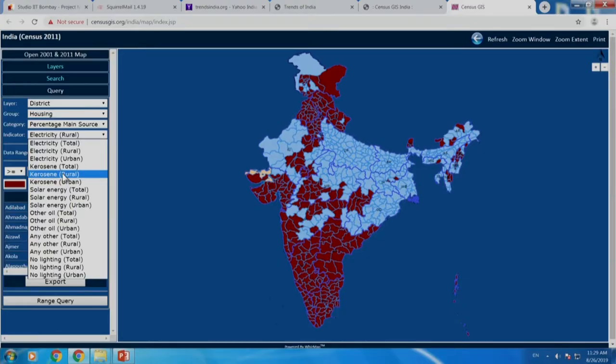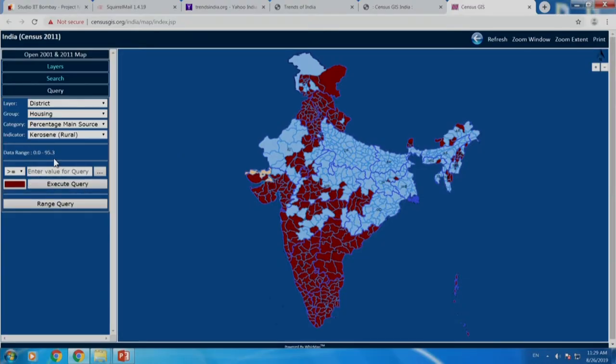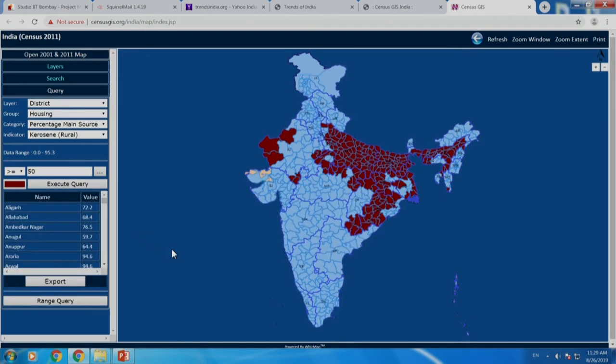Now, if electricity is not available, kerosene is really the savior as far as the children are concerned who study in school. I do not know how many of you have studied in kerosene lamp, I have done it in my childhood. So let us go for kerosene rural and ask ourselves which are the districts where more than 50% households are using kerosene as their source of lighting. You get that same belt which you had seen, where the electricity was not available.